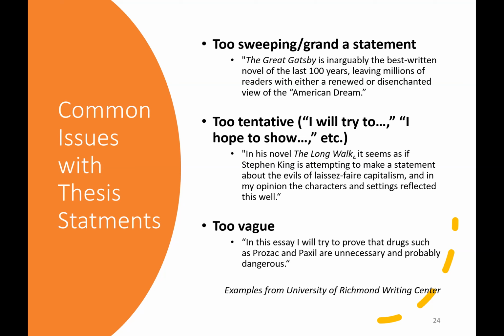You really want to be clear. You want to put, Stephen King is attempting to make a statement. Make it as a statement, prove why you think it's right. And then this other part, "in my opinion, the characters and settings reflected this well." Again, we know this is your opinion. We know you're the one writing the paper, but state it as though you believe this to be true, and then use the rest of your paper proving why others should take the same viewpoint.